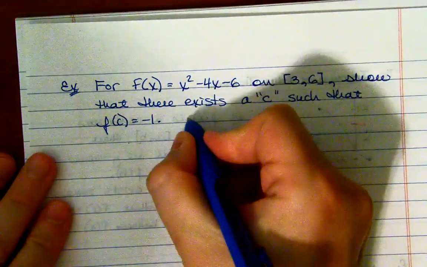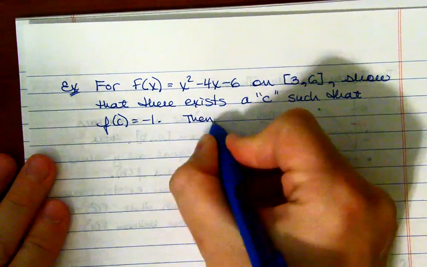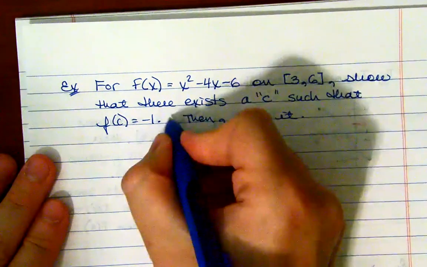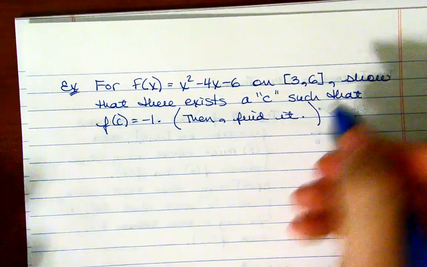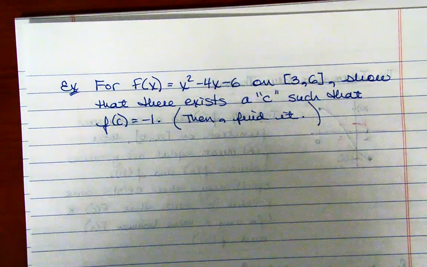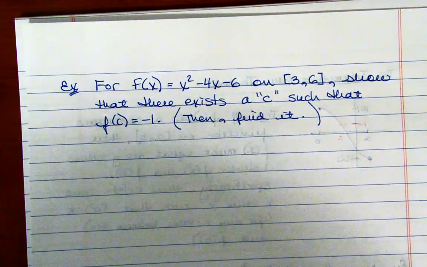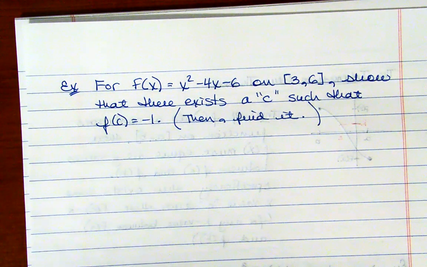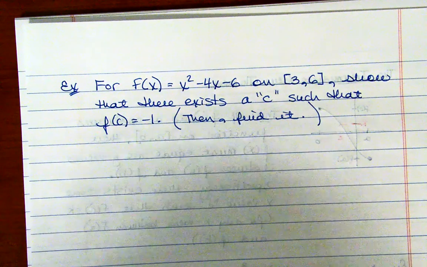Then I'm actually going to add another piece into this. Then find it. Find where that happens. This is a little different. This actually has nothing to do with calculus. Don't worry about that for right now. I'd like to see if you can pause the video and write out your paragraph trying to guarantee, if possible, that somewhere that function must equal negative 1.